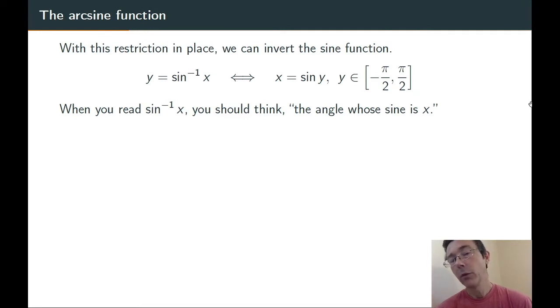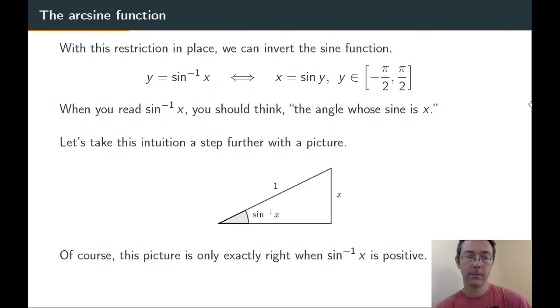So with that intuition in place, we have a definition to make. Y equals sine inverse of x means x equals sine y, and y is in the interval from negative pi over 2 to pi over 2, including the endpoints. When you read sine inverse of x, the words you should be thinking are the angle whose sine is x. So the inverse sine in particular is an angle.